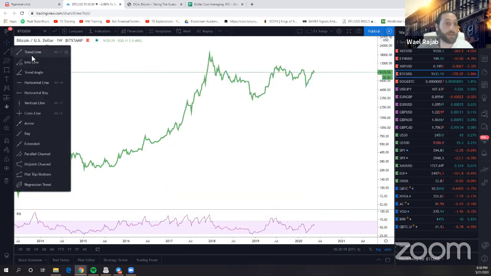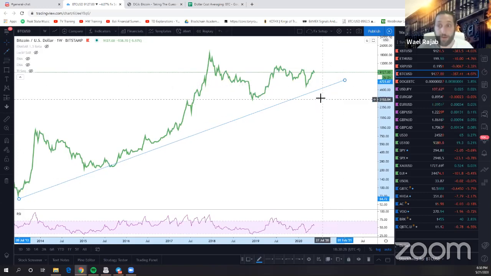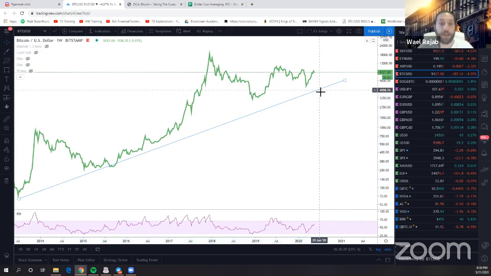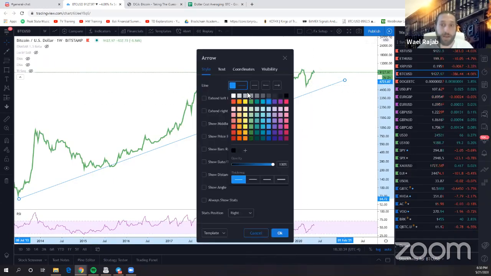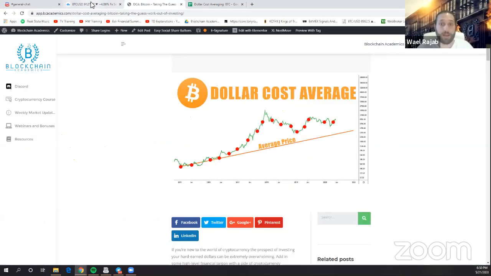So we're going to start buying Bitcoin. Where's the trend line? Where's the arrow? We're going to buy Bitcoin from here to there, and we're going to keep buying. And this is kind of our average line. Okay, this is our average line, and it's gold. So we're just emulating this.